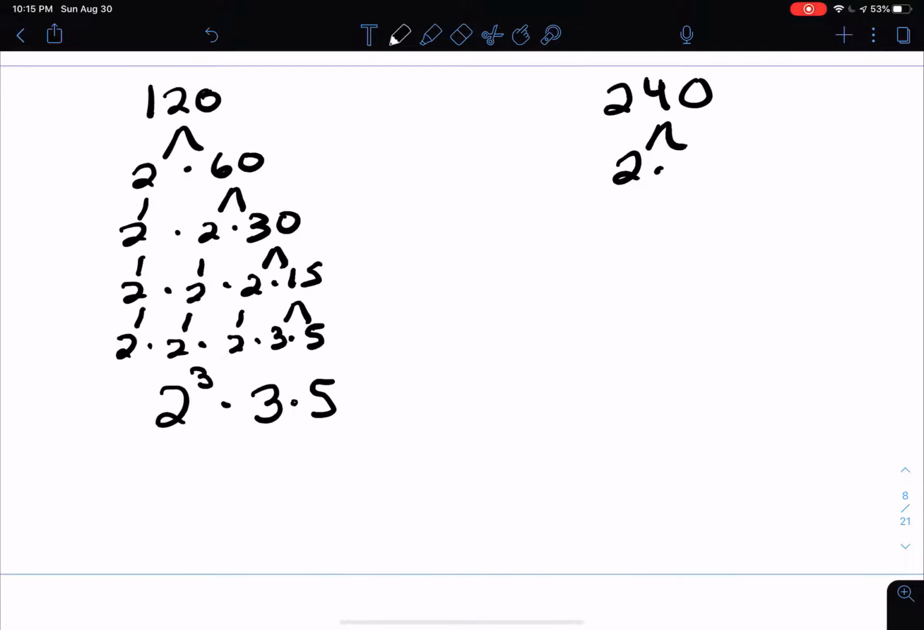And 240 we know is 2 times 120. So that was the one where, well, we know then it's 2 times all of the 120 factors also. So we ended up with 2 to the 4th times 3 times 5.